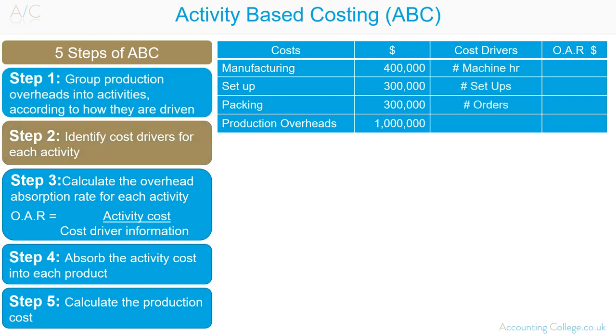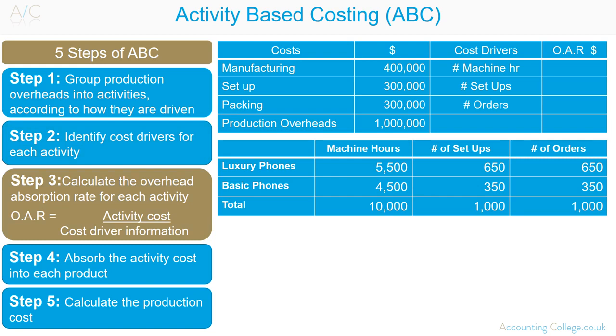Step 2. Identify cost drivers for each activity. By this we mean what causes these activity costs to be incurred. For example, manufacturing costs may be driven by the number of machine hours. Setup costs may be driven by the number of setups. Packing costs may be driven by the number of orders.